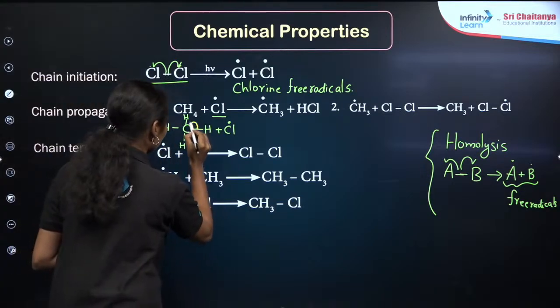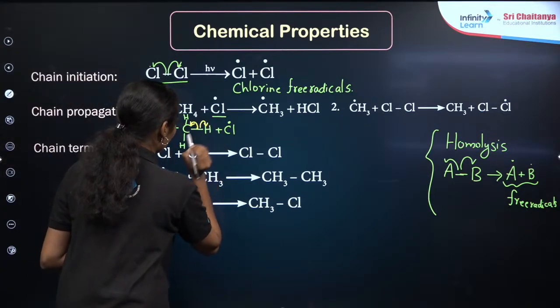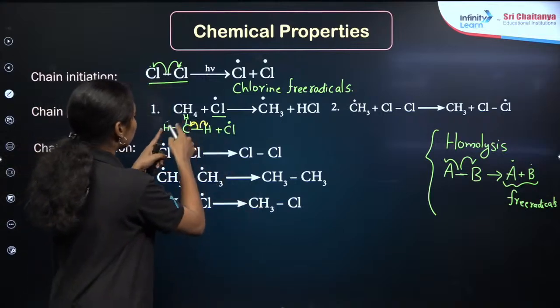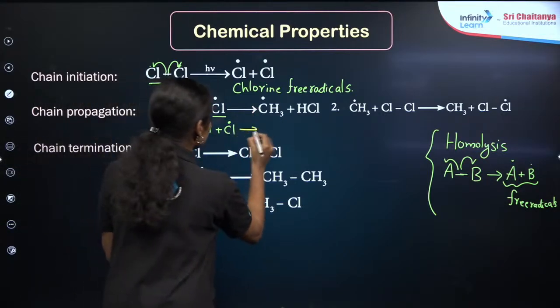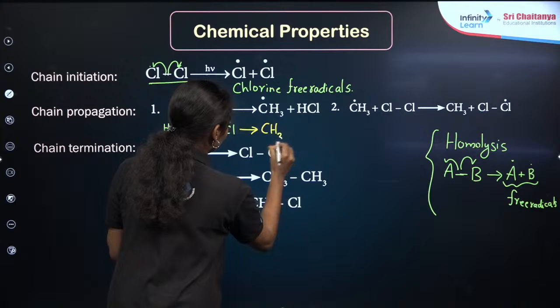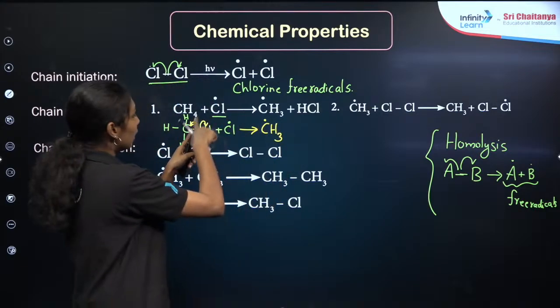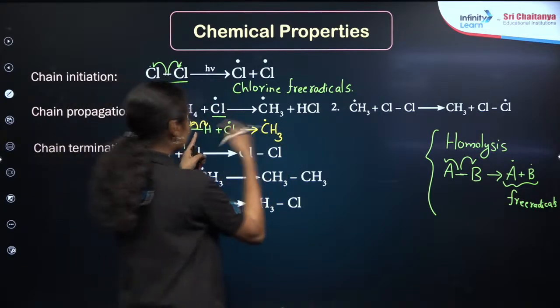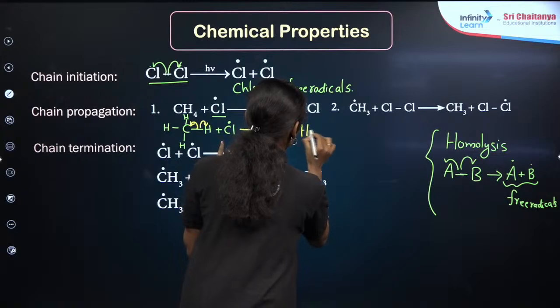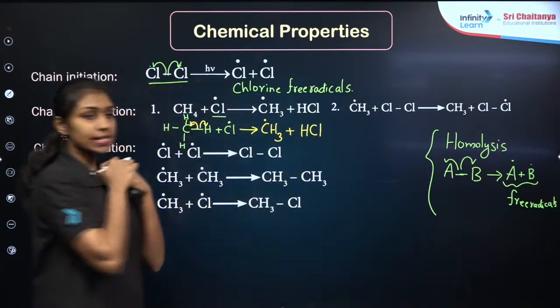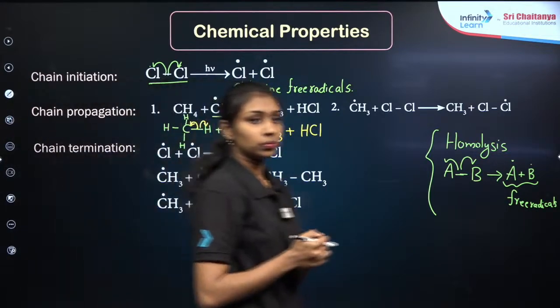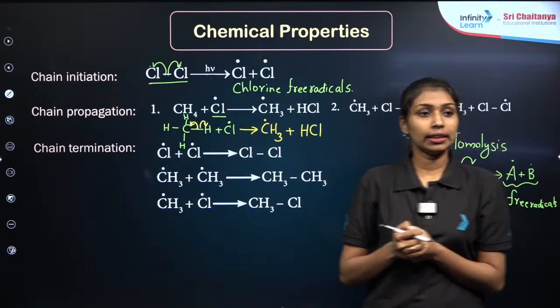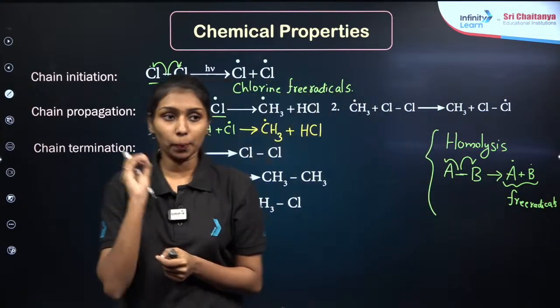what is happening here? Again homolysis happened, right? So, here we are getting the CH3 free radical, right? Then this hydrogen and chlorine free radical combine together to form the HCl. This will be our second step, right? Second step. That particular step is known as the chain propagation step.